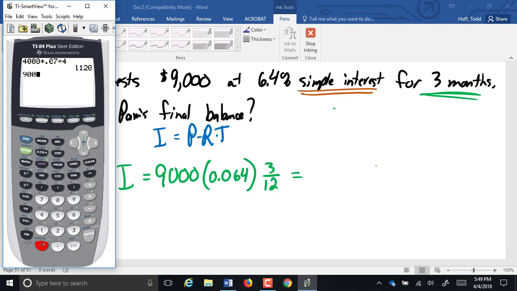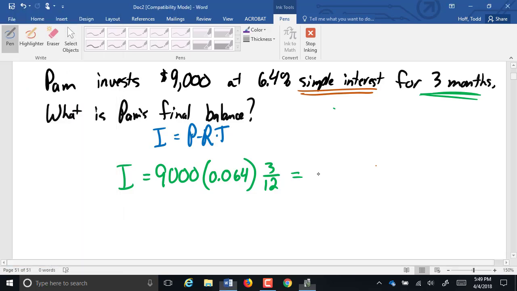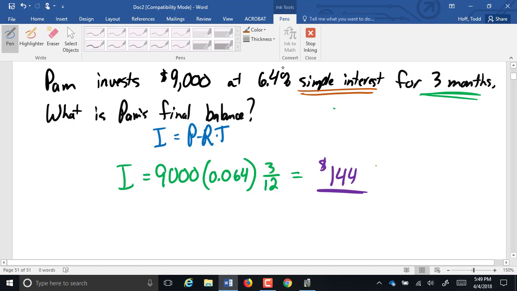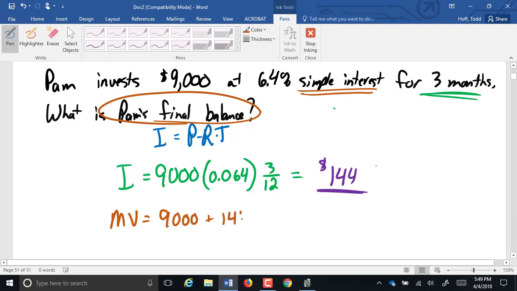So 9,000 times 0.064 times 3 divided by 12. Notice I didn't have to enter that as a fraction, 3/12. I just enter times 3 divided by 12. I get $144. That's the amount of interest. Am I looking for the interest? No, I'm looking for the final balance, which is the maturity value. 9,000 plus the 144, and you are correct. That gives you $9,144. Any questions so far?